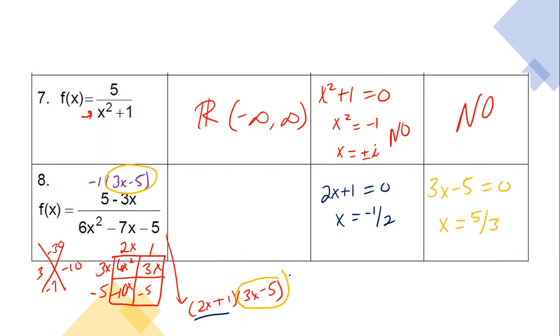Okay? So now when I write my domain, it goes from -infinity to -1/2. -1/2 is smaller than 5/3. Or from -1/2 to 5/3, or from 5/3 to infinity. So that's my full domain in interval notation. Okay, so that is vertical asymptotes and holes. And tomorrow we will continue with horizontal asymptotes and slant asymptotes.